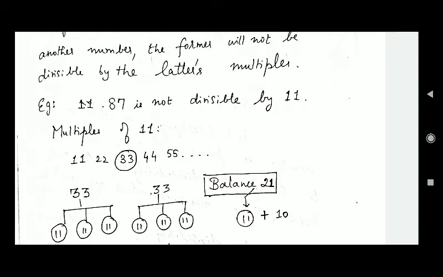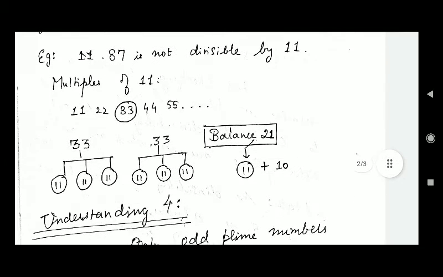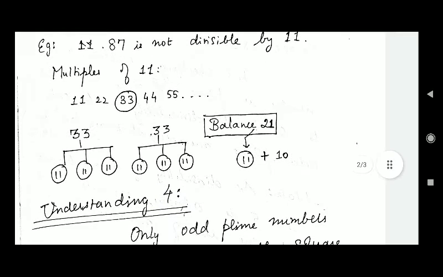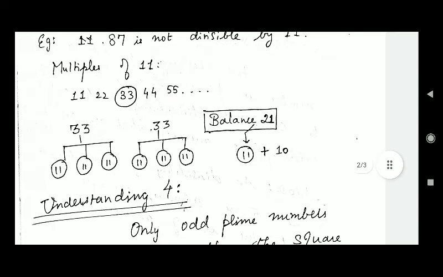Simply because if we split 87 into fragments of 33, there will be 2 fragments of 33, and every 33 can be written as 3 pockets of 11. So 87 is written as 33 plus 33 plus 21. So it is quite obvious that 87 is neither divisible by 11 nor divisible by 33.